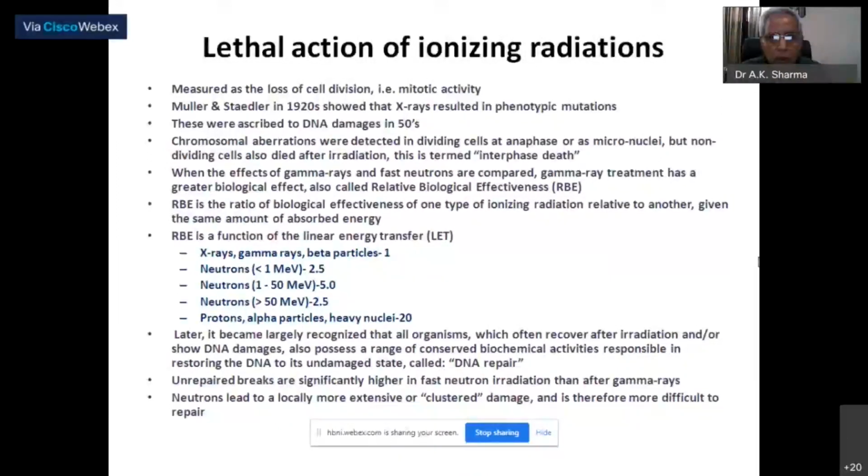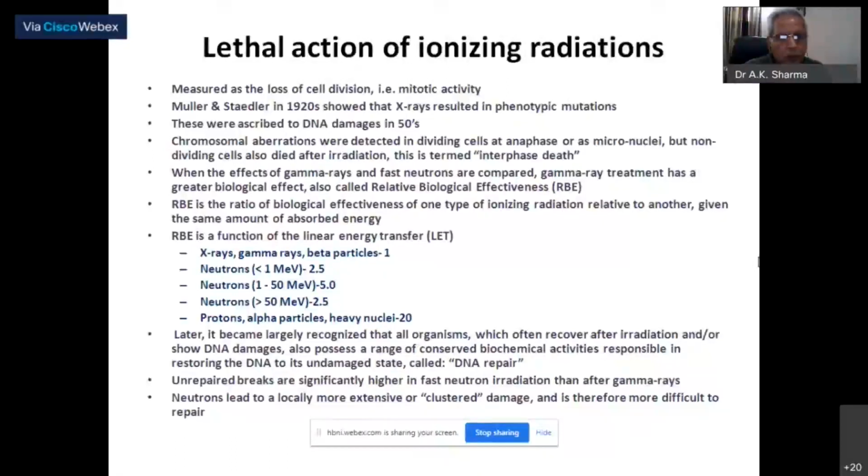When the effect of gamma rays and fast neutrons are compared, gamma ray treatment has greater biological effect, also called relative biological effectiveness. This is because of the penetration power that is associated with, say, gamma rays. We have more effectiveness of radiobiological effects. RBE is the ratio of biological effectiveness of one type of ionizing radiation relative to another, given the amount of absorbed energy.